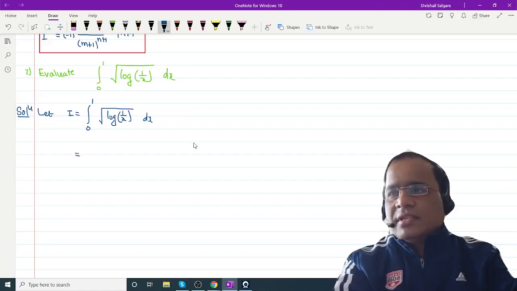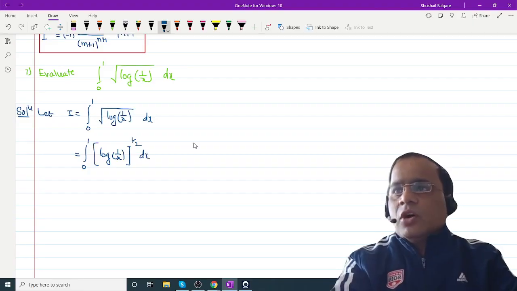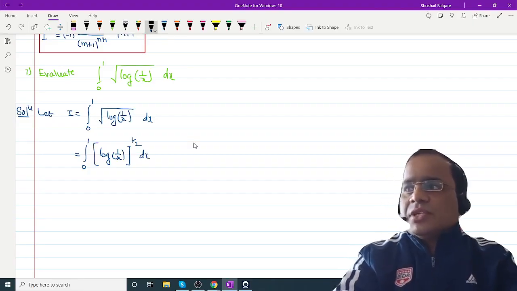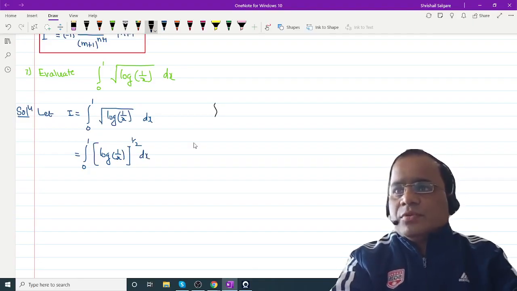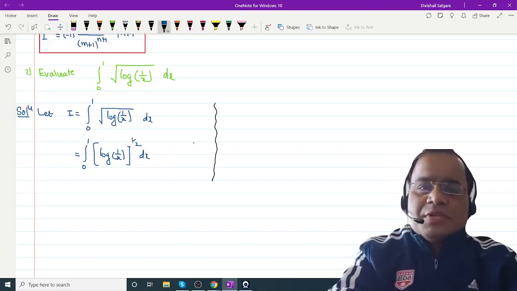Now further the same thing can be written as integral 0 to 1 of log of 1 by x, that whole raised to 1 by 2. Square root is nothing but the power 1 by 2. Now, just as I told, what is the substitution? This substitution part I will write on the right side. What is the substitution?